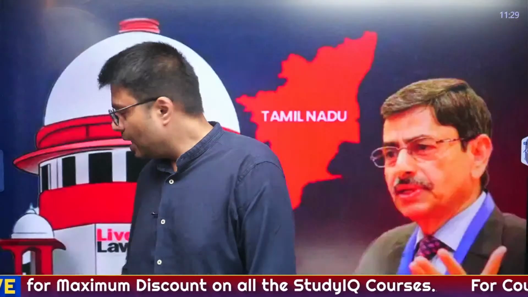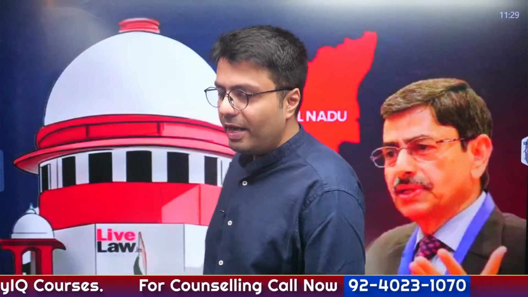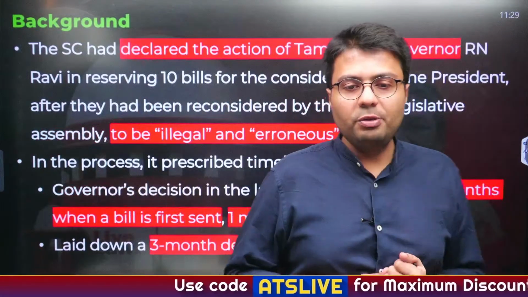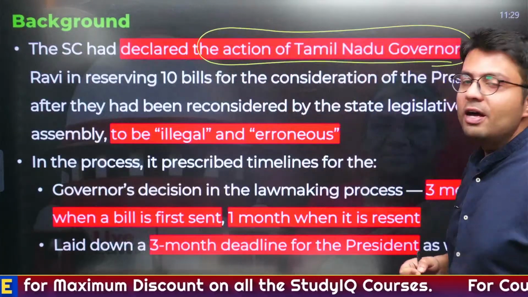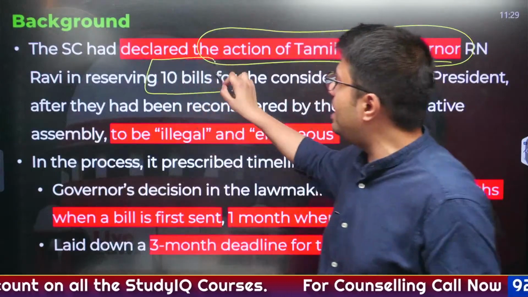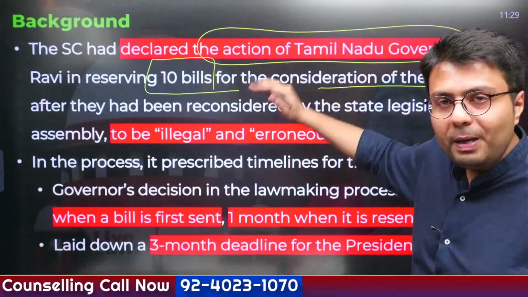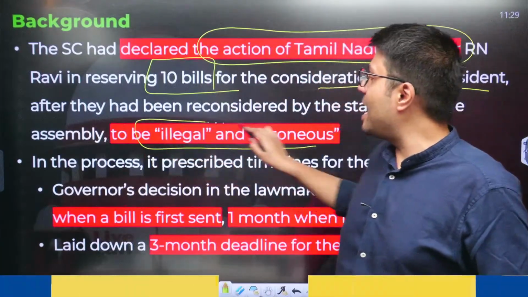No need to worry. Now let me give you a brief background of what happened in April when the Supreme Court gave a judgment, and this judgment particularly relates to the governor of Tamil Nadu and a conflict that arose with the state of Tamil Nadu, right? Here the Supreme Court declared that the action of Tamil Nadu governor Mr. R.N. Ravi, when he reserved 10 bills already passed by the state legislature for the consideration of the president, was an illegal and erroneous act.